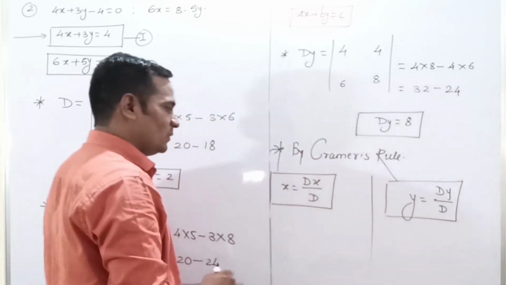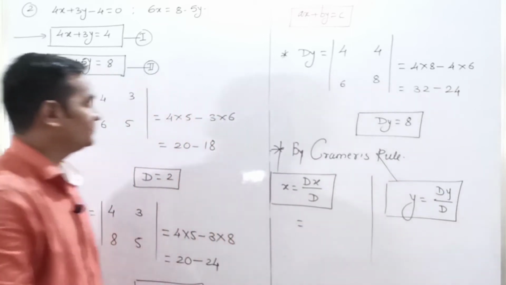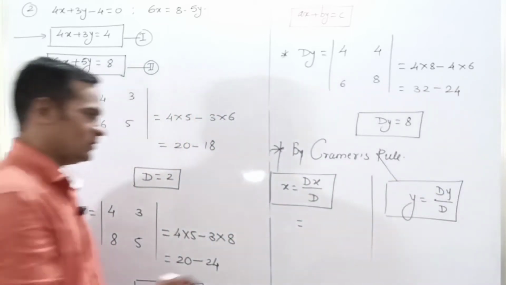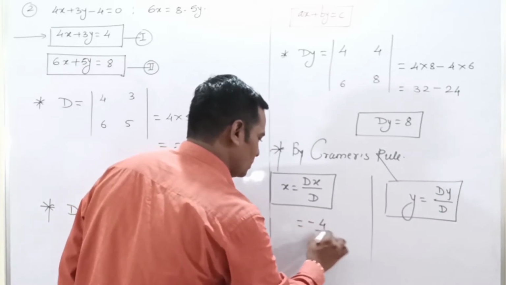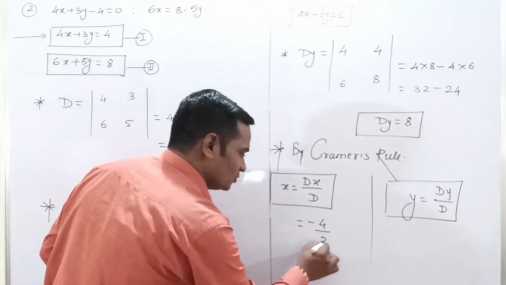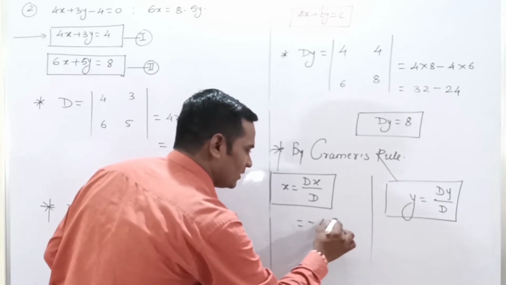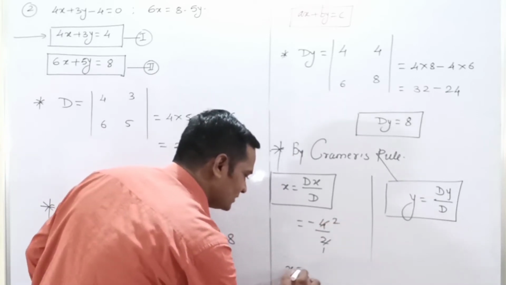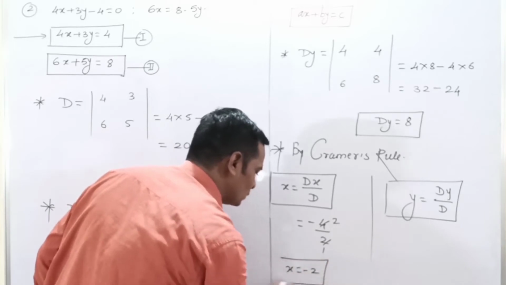Okay, so let's put down the values here. Dx is equal to how much? Here it is, minus 4. So minus 4 upon D is 2. Here it is. So 2 1s are 2, 2 2s are 4. So x is equal to minus 2.